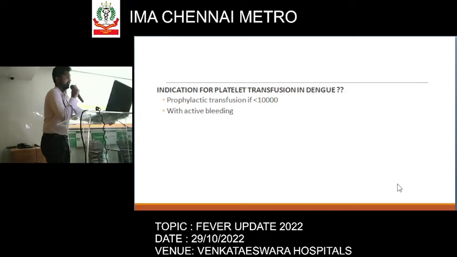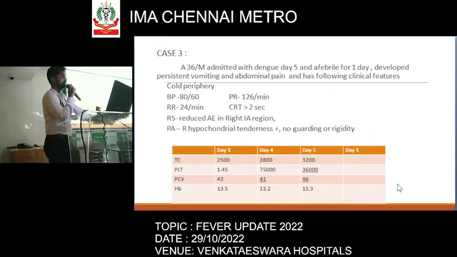Next is case 3. Here a 36-year-old young male or female on day 5 of dengue and is in a febrile phase for the day 1. He developed persistent vomiting and abdominal pain and has the following clinical features. On examination, he has a cold periphery, his vitals are 80/60 and pulse rate is 136 per minute.